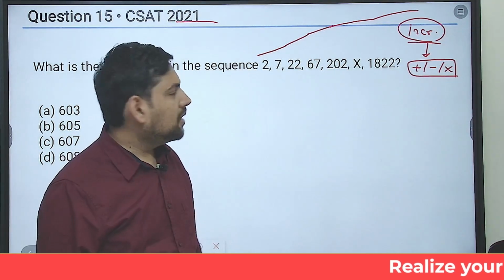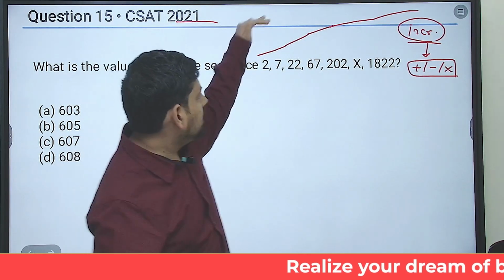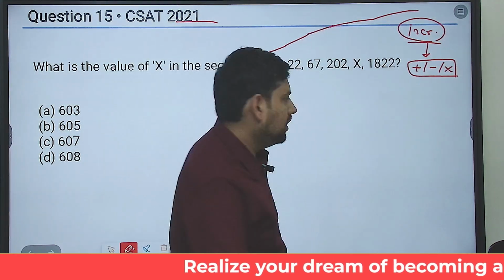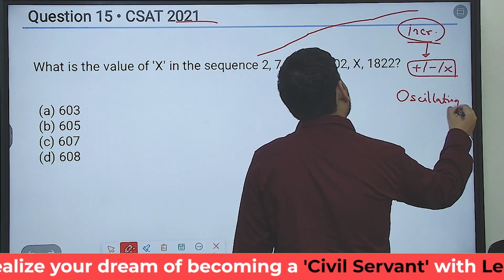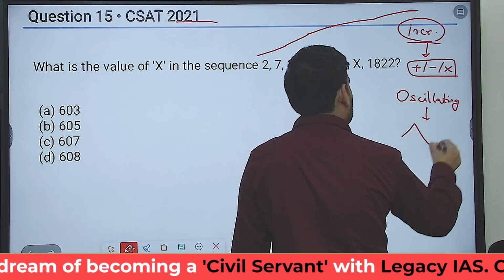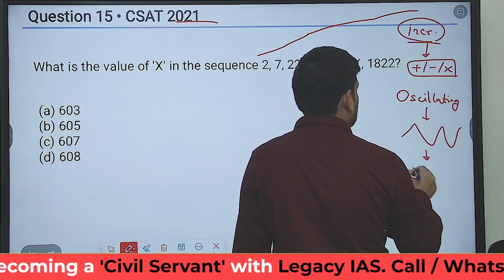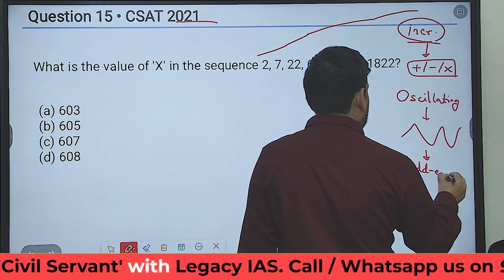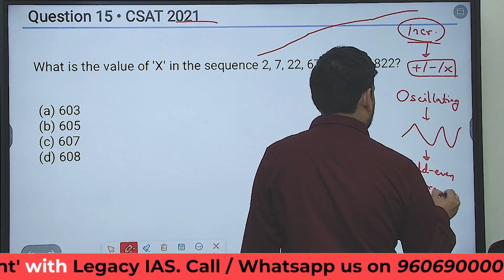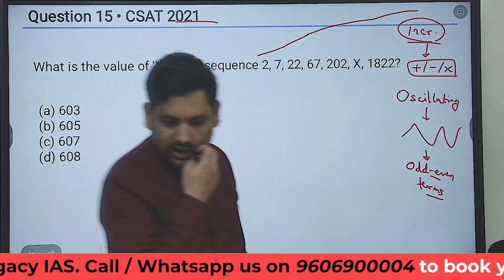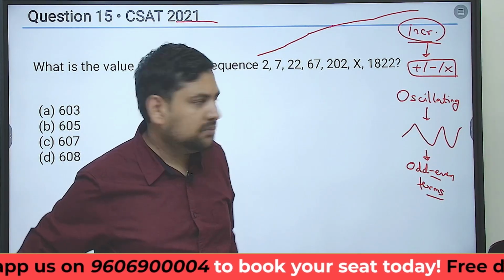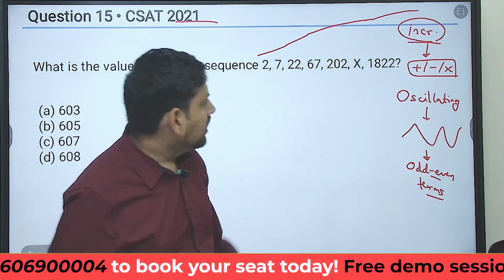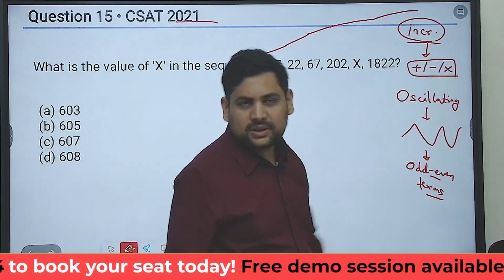If it comes out to be oscillating, that is, it is increasing then decreasing, increasing then decreasing, not a very correct term as per physics, but fine, then you need to think in terms of odd and even terms differently. It may be a series in which odd terms follow a different pattern and even terms follow a different pattern. Now this one is not like that. This one is simple plus, minus, multiplication.